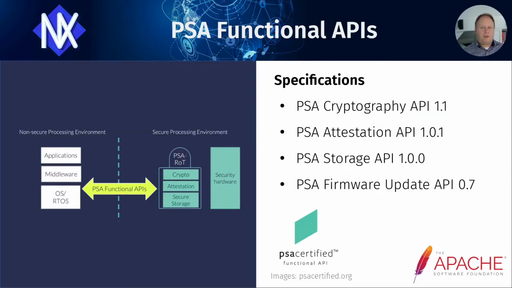The well-defined functionality provided by the PSA root of trust services is made accessible to application code via the PSA Functional APIs. The corresponding PSA functional specifications define the respective C function prototypes and describe the provided functionality. There are 4 standard documents for cryptographic services, including key storage, attestation, secure storage services, and firmware update functionality. A separate certification scheme and framework is provided, which covers only the functional completeness and correctness of the implementation.